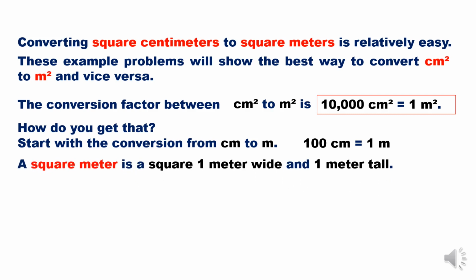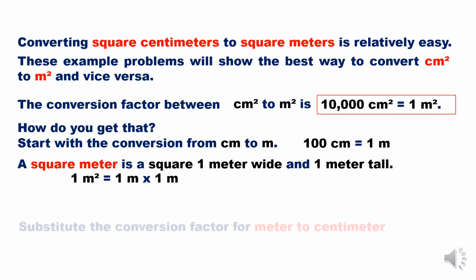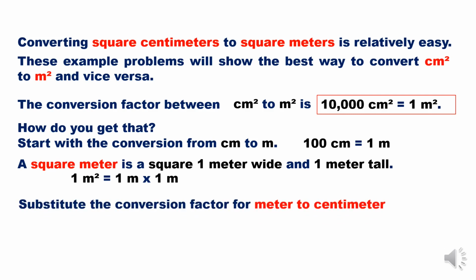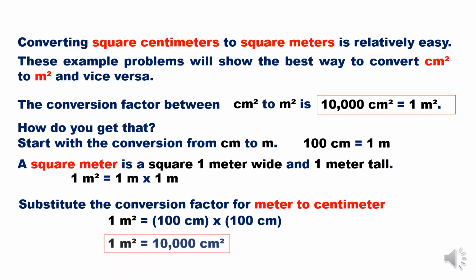A square meter is a square 1 meter wide and 1 meter tall. 1 square meter is equal to 1 meter times 1 meter. Substitute the conversion factor for meter to centimeter. 1 square meter equals 100 centimeters times 100 centimeters. 1 square meter is equal to 10,000 square centimeters.